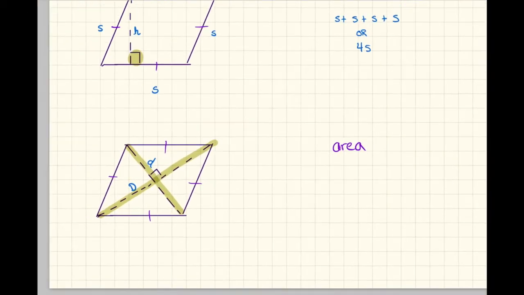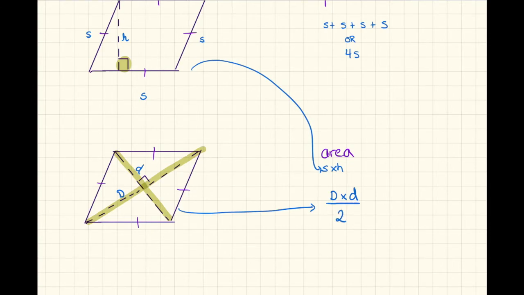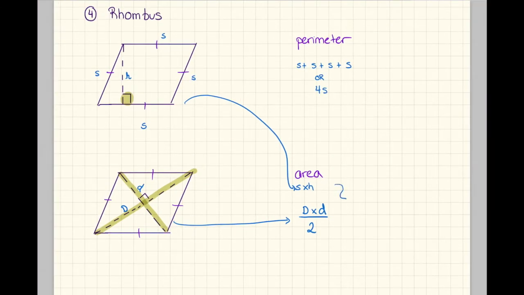For the area of a rhombus using the height, it's just going to be S times H. So kind of like base times height, only our base is the letter S. If you are given this type of rhombus, you calculate it as D times d divided by 2. Once again, for either of these, it's always going to be in units squared. And the area is calculating all of what's on the inside of these rhombi.